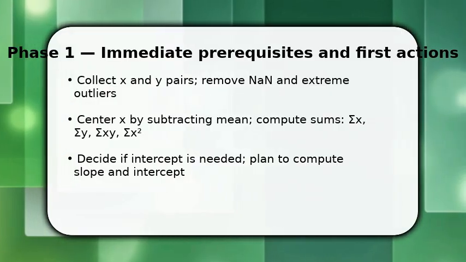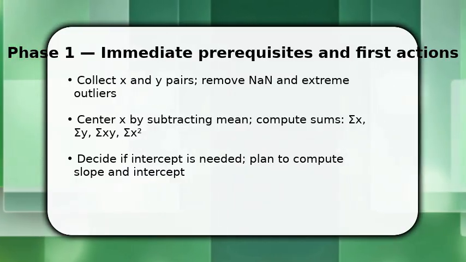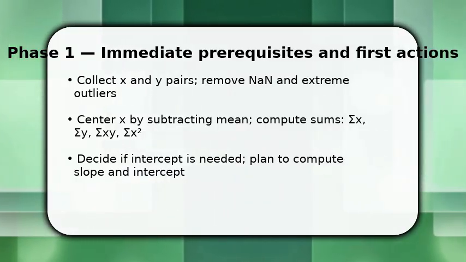Make sure to center x by its mean if you want numerical stability. You choose whether to include an intercept versus forcing through 0. That decision changes the formulas.